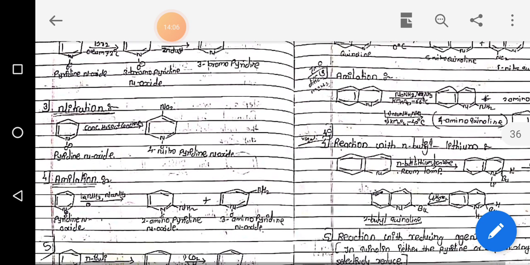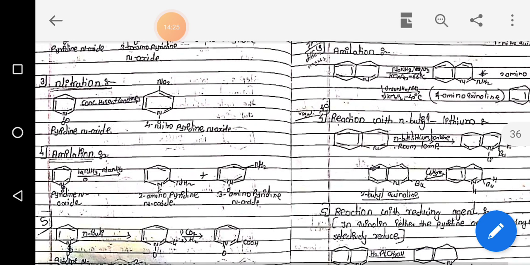Next reaction is nitration. In the nitration reaction, the nitrating agents are concentrated H2SO4 and concentrated HNO3. This gives nitration at position 4, that is 4-nitropyridine N-oxide as the product of nitration of pyridine N-oxide. Next is the amination reaction. In the amination reaction, the aminating agent is liquid NH3 along with NaNH2, sodium amide. So we get the products at the 2 position and the 3 position: 2-aminopyridine N-oxide and 3-aminopyridine N-oxide.